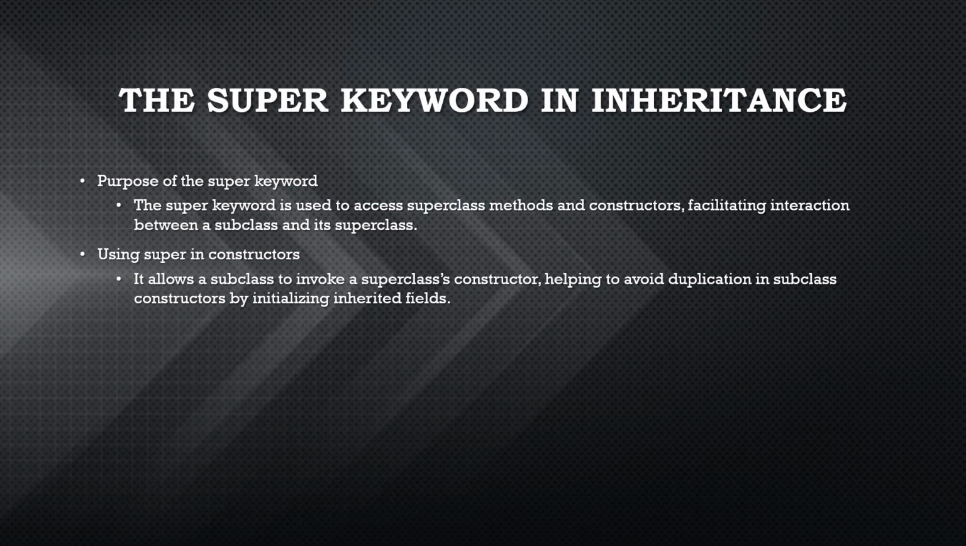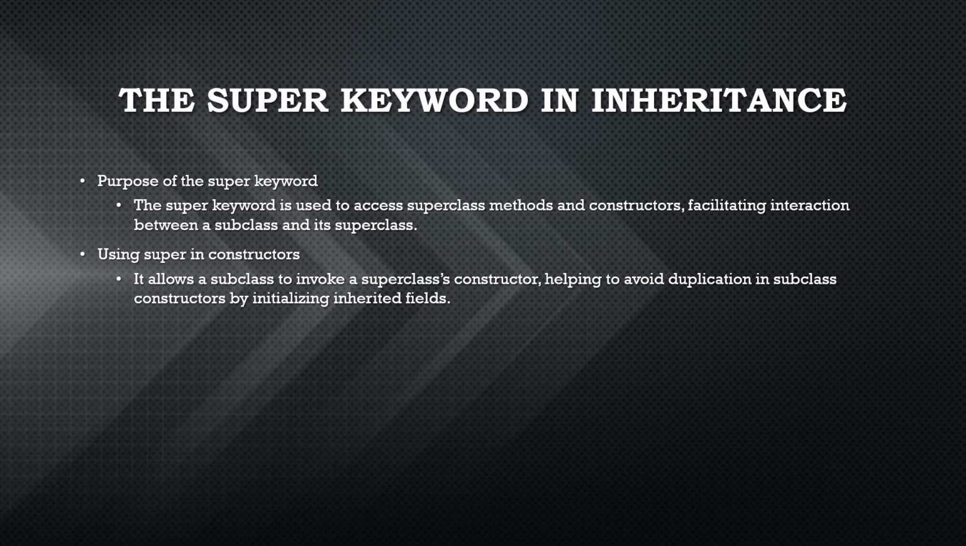The super keyword in Java serves an essential purpose in inheritance by allowing subclasses to access superclass methods and constructors, which fosters a clear relationship between the two. When a subclass needs to call a superclass constructor, using super helps avoid duplication by initializing inherited fields directly. For instance, you can demonstrate its functionality by using super to call a method like displayDetails from a superclass within a subclass.